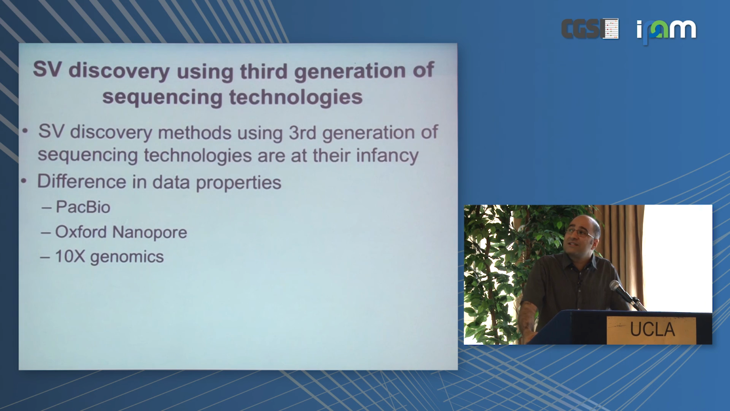Second is that with third generation sequencing becoming more popular, we need to develop new methods for studying these structural variations. And different technologies have different properties, for instance, PacBio data, Oxford Nanopore, and 10x Genomics, and so on. They each have their own properties. We need to develop methods which specifically target those technologies.